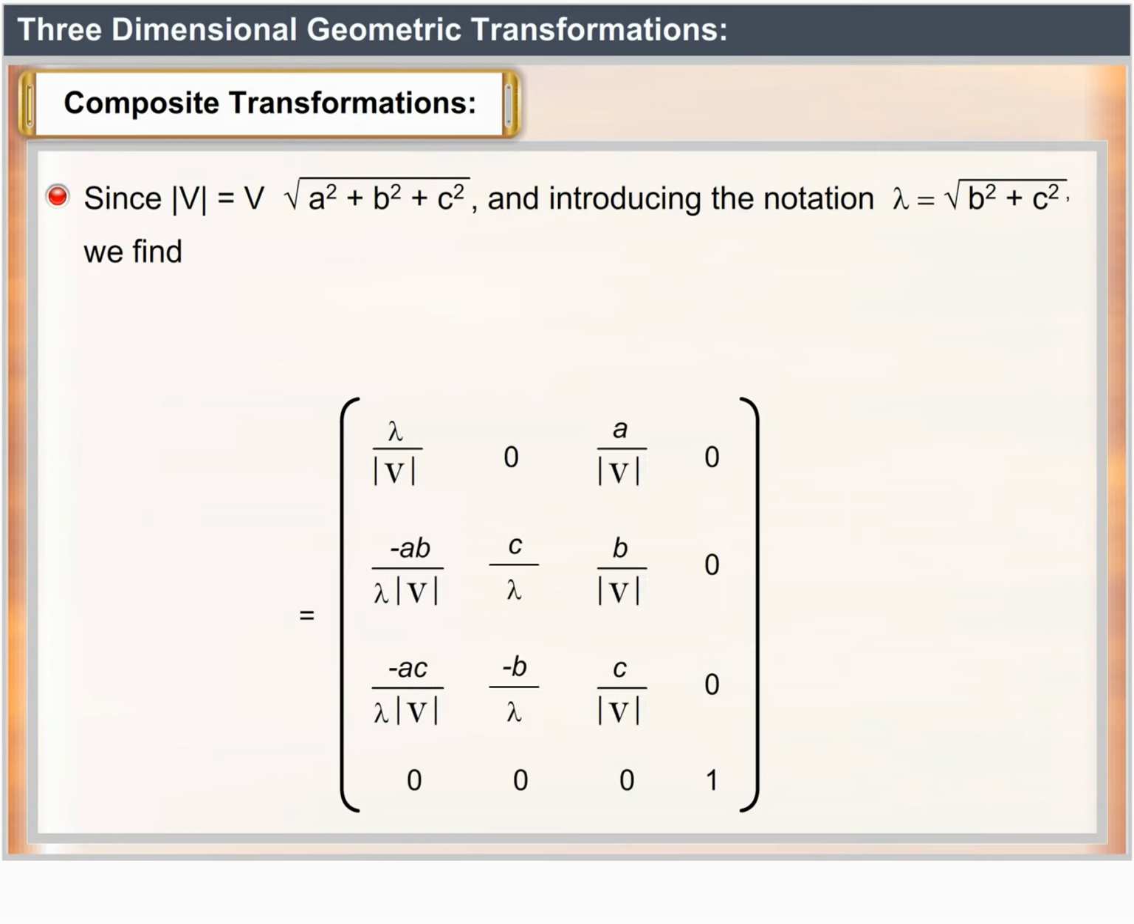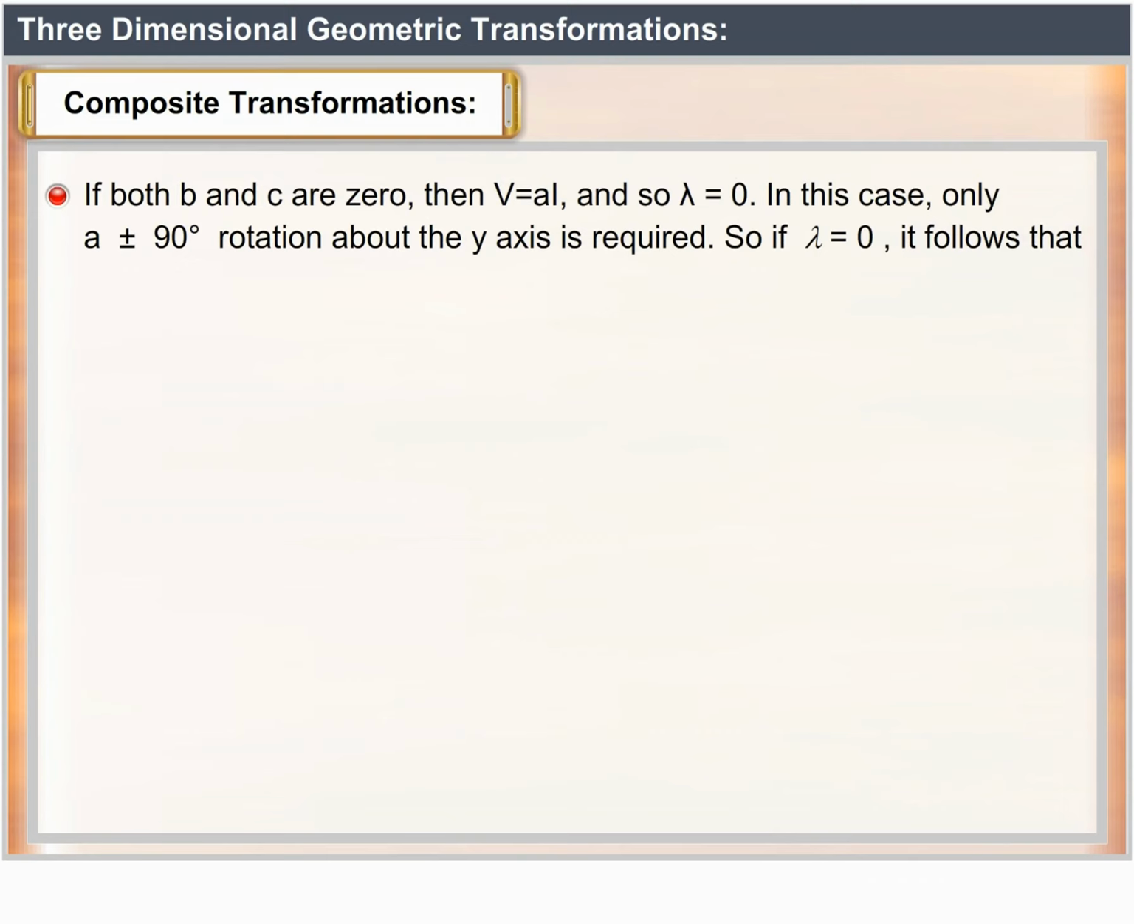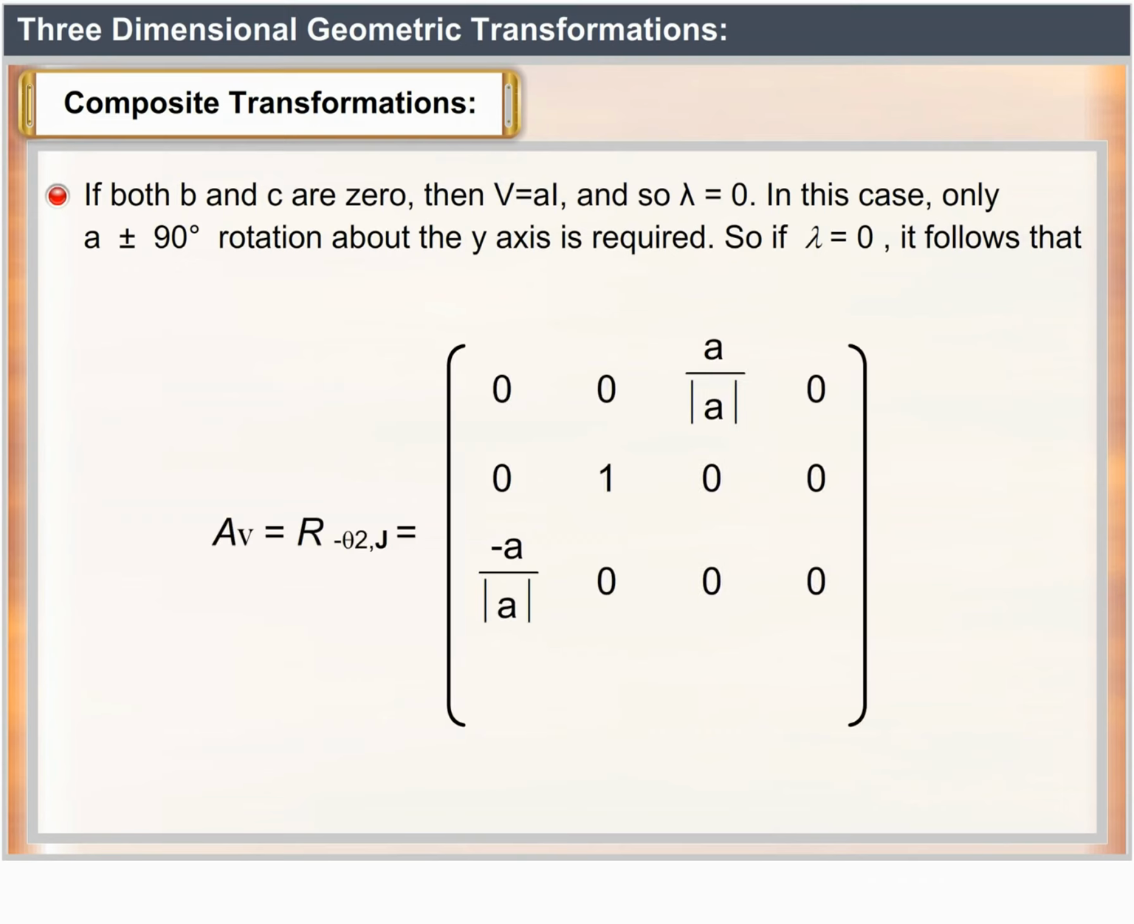If both b and c are 0, then V equals ai, and so lambda equals 0. In this case, only a plus or minus 90 degrees rotation about the y-axis is required. So if lambda equals 0, it follows that. In the same manner, we calculate the inverse transformation that aligns the vector k with the vector V.